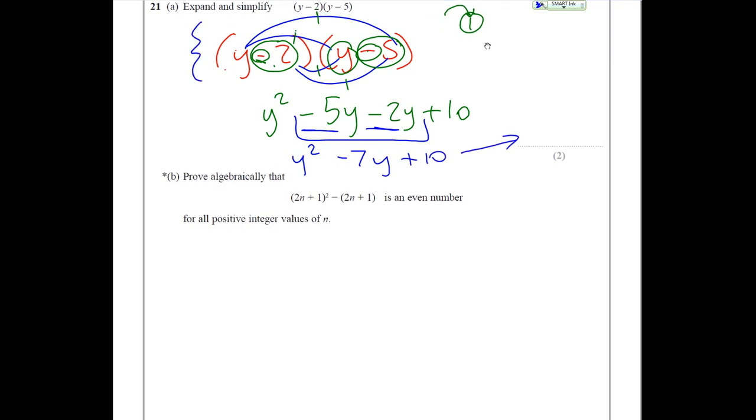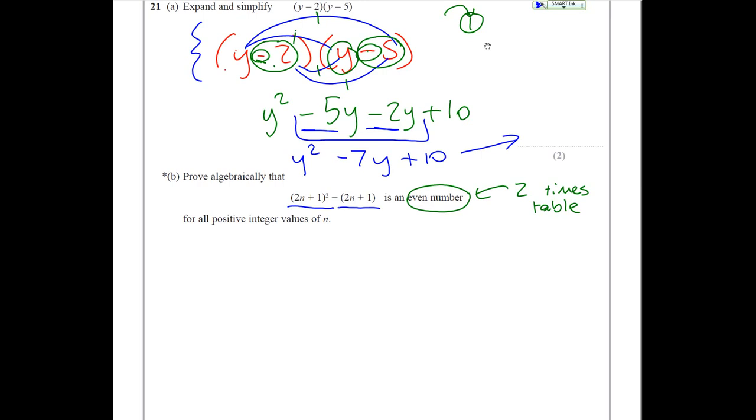Prove algebraically that (2n plus 1) all squared, take away (2n plus 1), is an even number. Let's think about what it means to be an even number. An even number means your 2 times table. So what's in your 2 times table? 2, 4, 6, 8, 10, etc. You can even go into your negatives for even numbers as well. And people call 0 an even number as well. But anyway, let's focus on the 2 times table first.